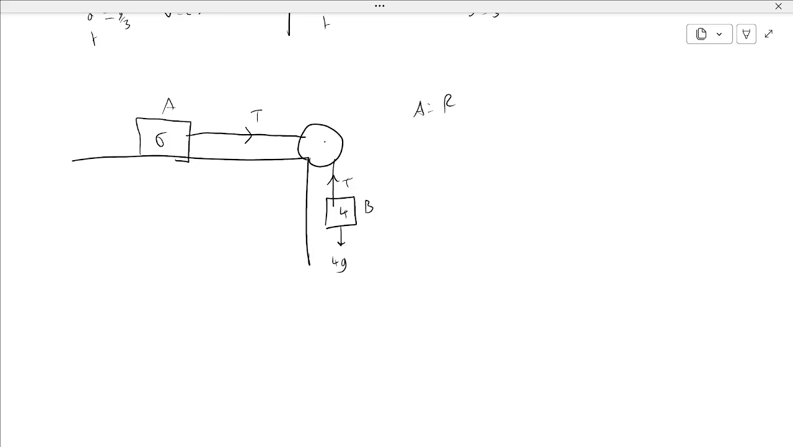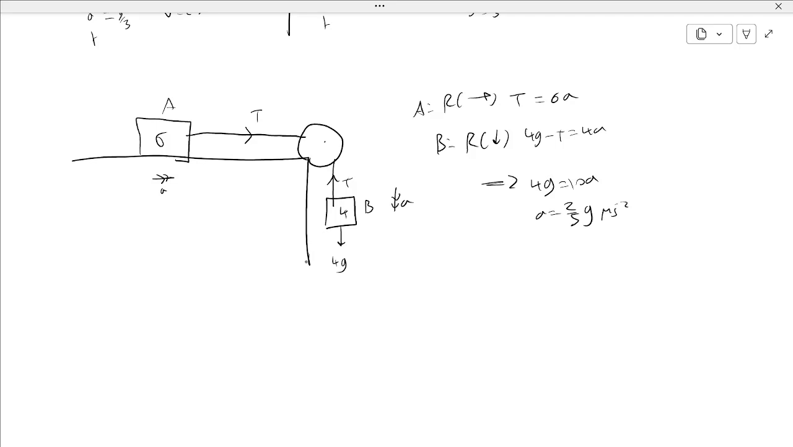On A, I will do resultant to the right, because it's moving to the right, accelerating to the right. So it's tension minus no resistance equals mass times acceleration. On B, it's accelerating downwards, so 4g minus tension equals mass times acceleration. Adding together, 4g equals 10a. A is 4/10 or 2/5g. Fine.